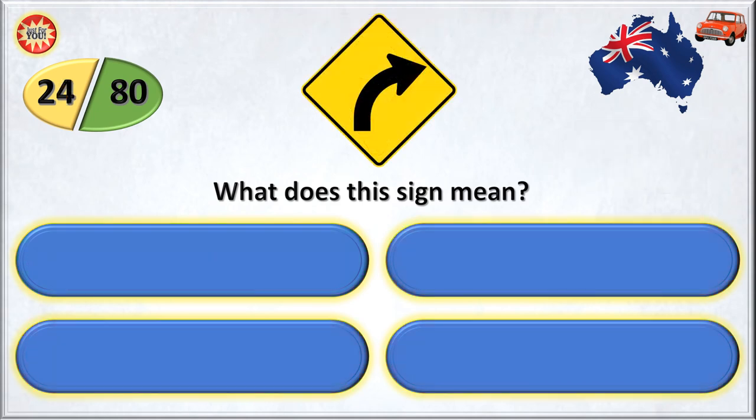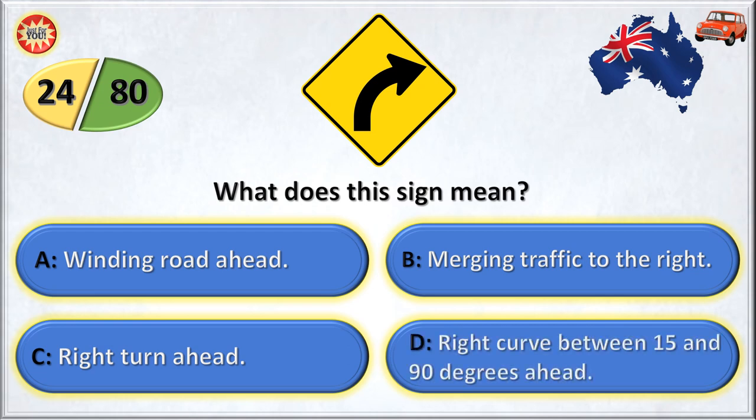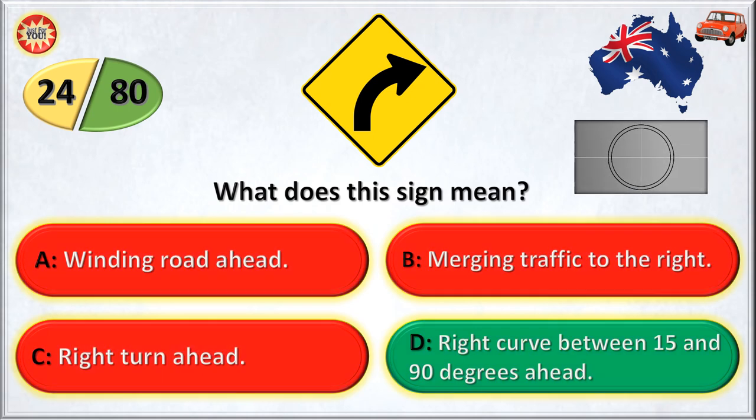What does this sign mean? Winding road ahead. Merging traffic to the right. Right turn ahead. Right curve between 15 and 90 degrees ahead. Right curve between 15 and 90 degrees ahead.